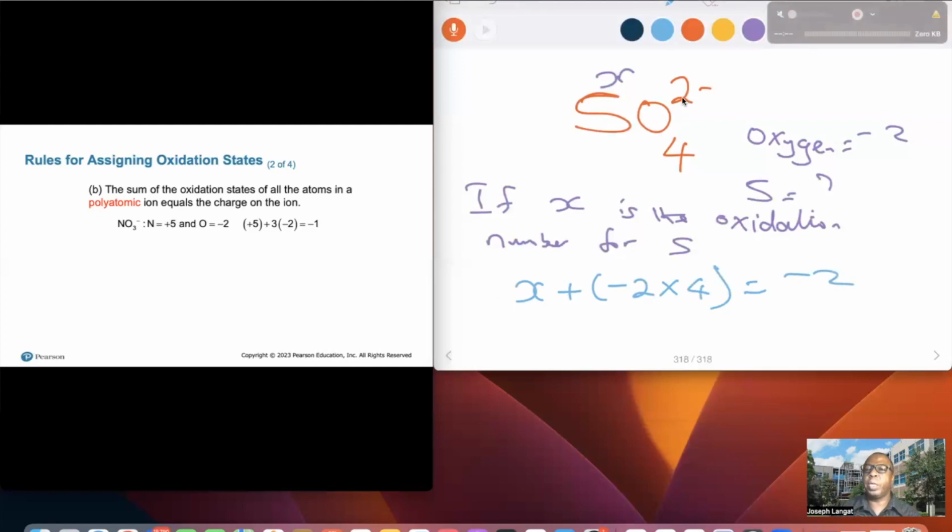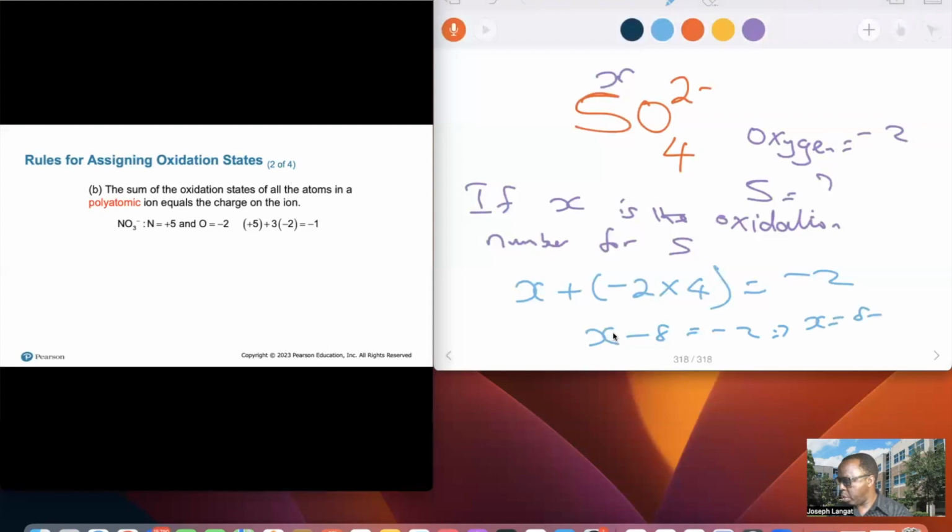I'm looking at this -2 here, which is right here. -2 here is for each oxygen, which means X minus 8 equals -2. Implies X equals 8 minus 2, which equals +6. So this is the oxidation number for sulfur.